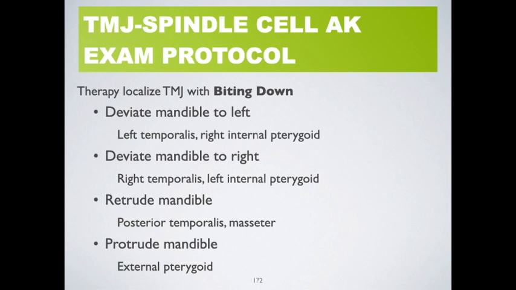This gets more complicated. If you deviate the mandible to the left, that's going to be the left temporalis, the right internal pterygoid. If you deviate the mandible to the right, that's going to be the right temporalis, left internal pterygoid. If you retrude the mandible, which you also test for, that's going to be both the masseter, especially the deep division, and the posterior temporalis bilaterally. Protruding, jutting the jaw forward, is going to be largely the external pterygoid firing bilaterally.